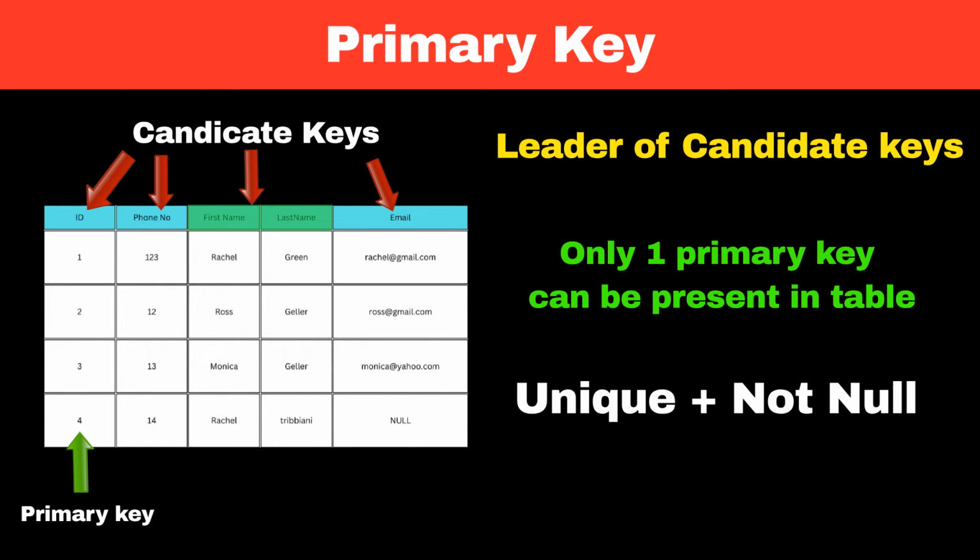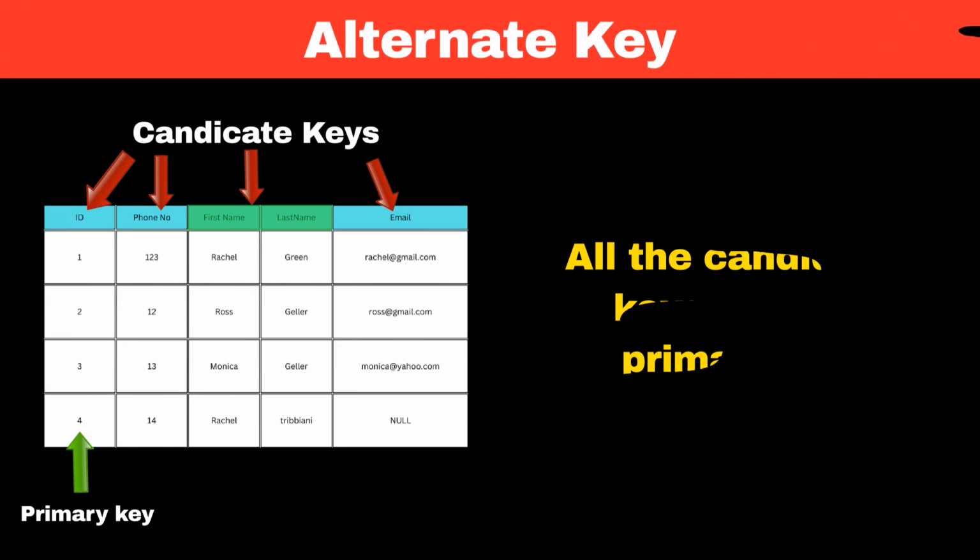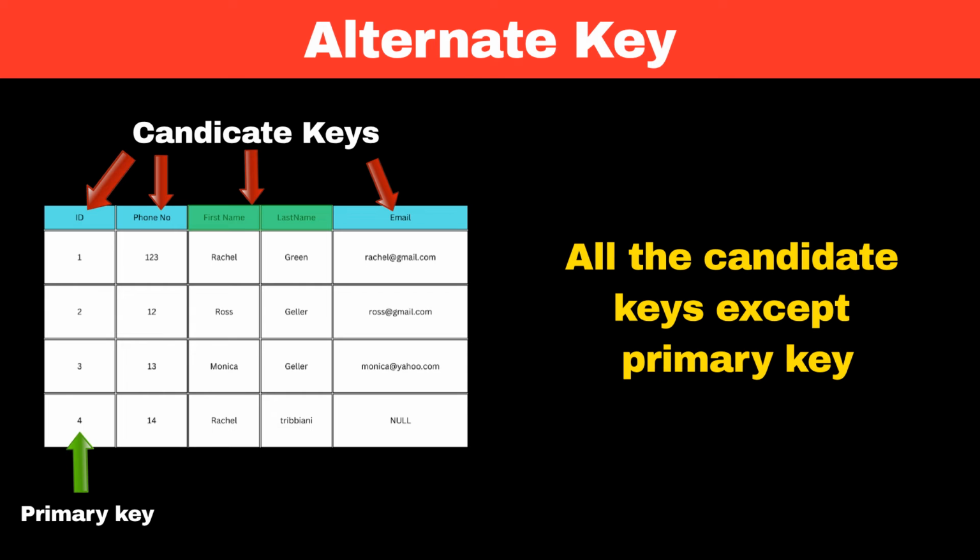Primary key is unique and cannot be null, meaning it's mandatory to put a value in the column which is selected as the primary key. One and only one key from the set of all candidate keys is considered as the primary key and all other keys in the set of candidate keys are called alternate keys. In the friends table, email, phone number and the combination of first name and last name are considered as alternate keys.